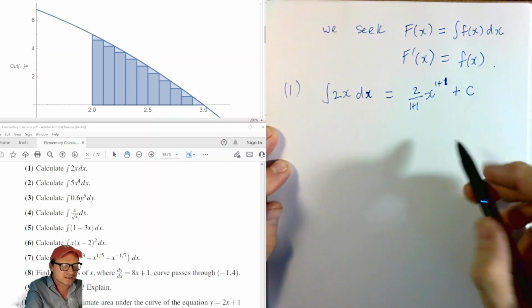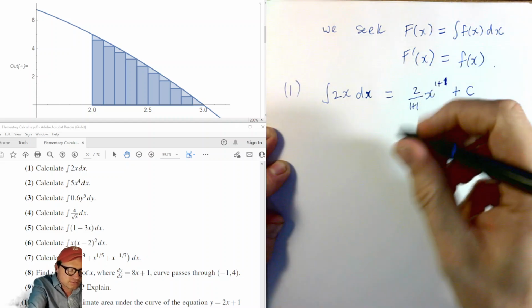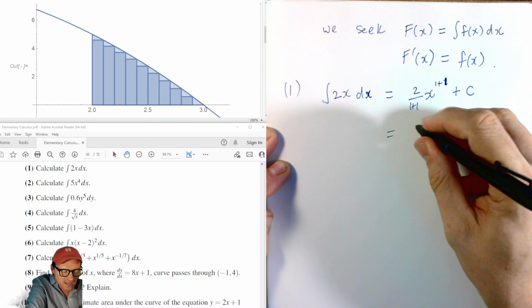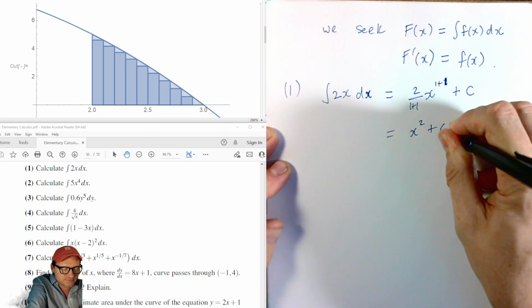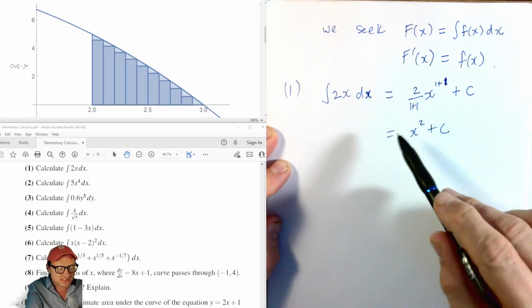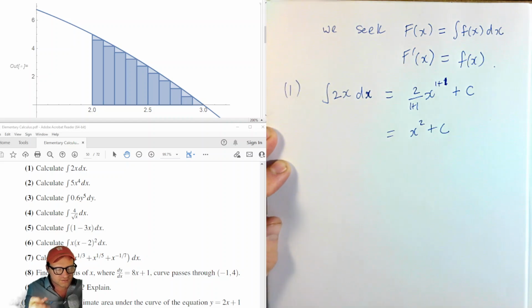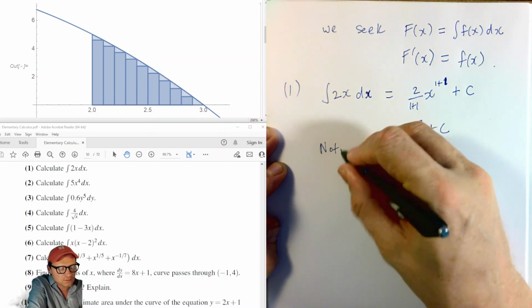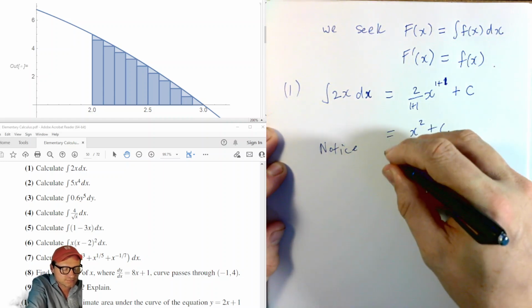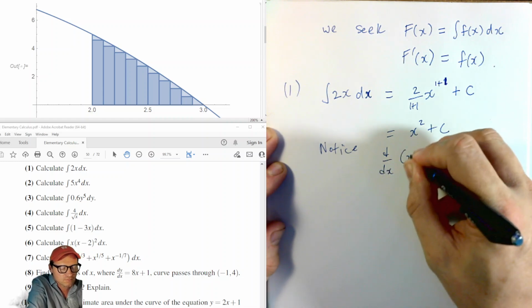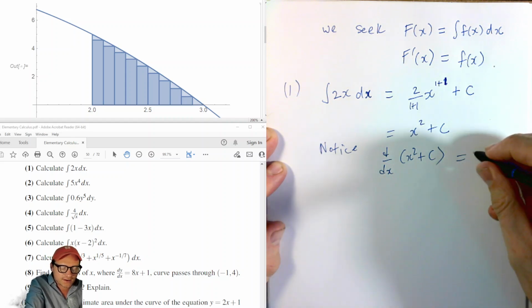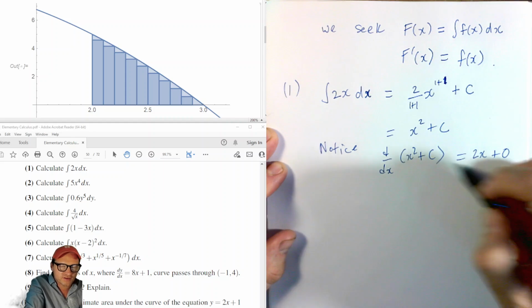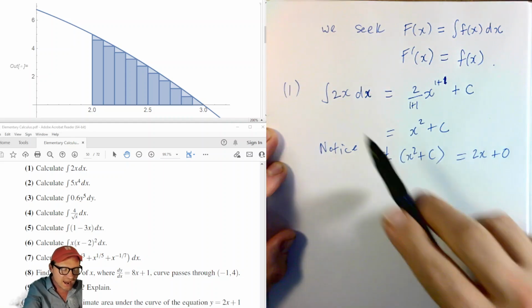All right, now let's simplify this. 1 plus 1 is 2, so we have 2 over 2 is 1, x to the power of 2 plus c. This is our uppercase F of x, our antiderivative of 2x. Now notice, if we differentiate this, what do we get? The derivative of x squared is 2x, and the derivative of c is 0. So we've got 2x, exactly what's inside there.